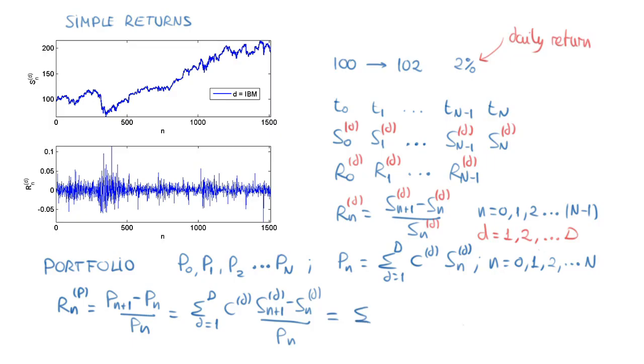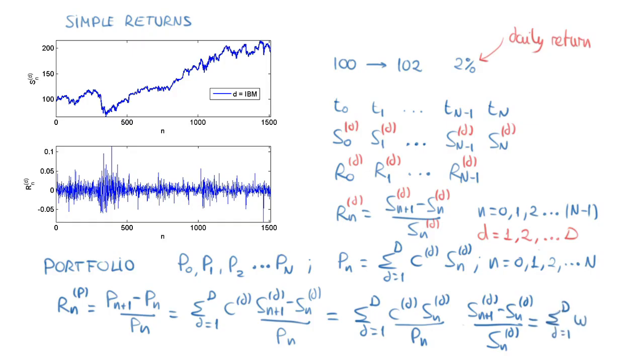We're going to multiply this expression by Sn,d and divide by Sn,d so that its value doesn't change. Here, we recognize the weight of the dth asset at time tn, and here we recognize the return of the dth asset. So the portfolio returns can be expressed as a convex combination of the returns of the component assets.